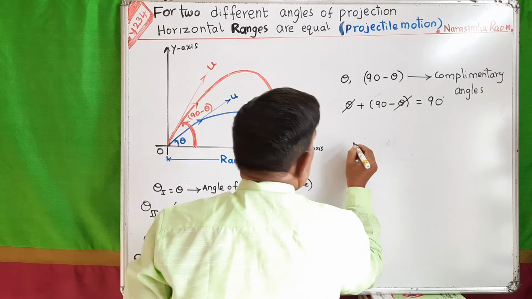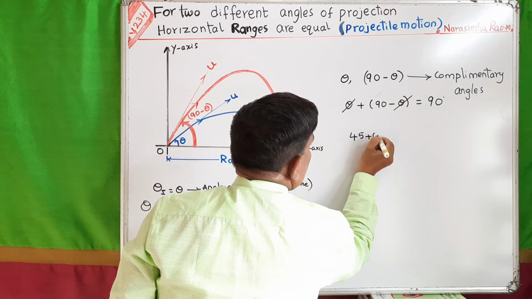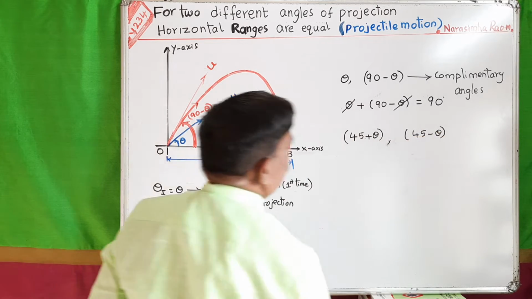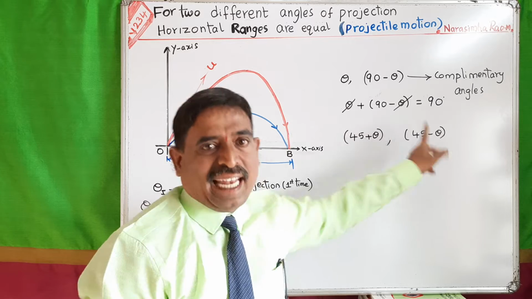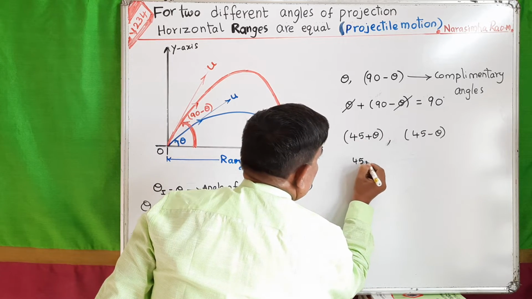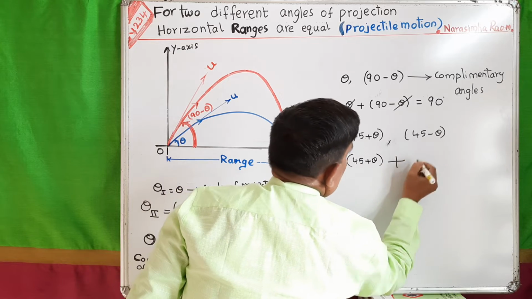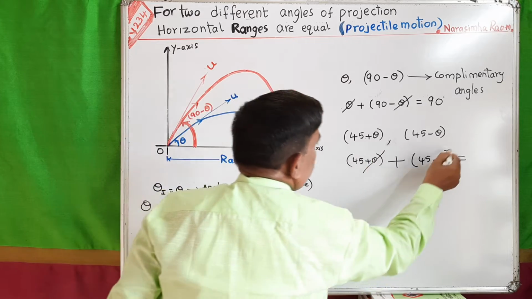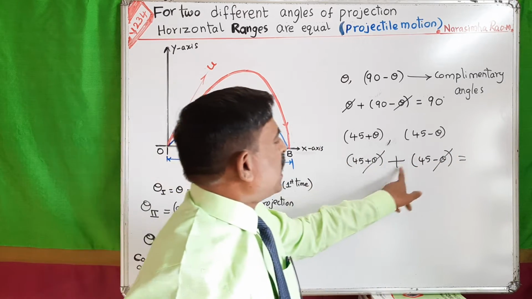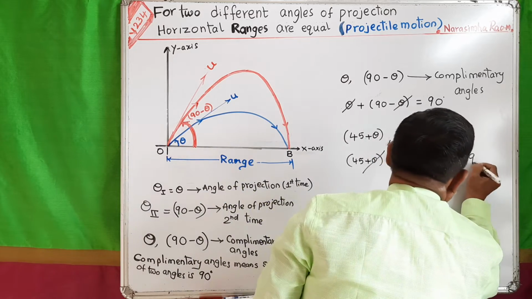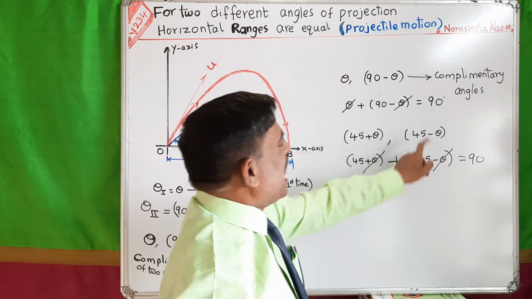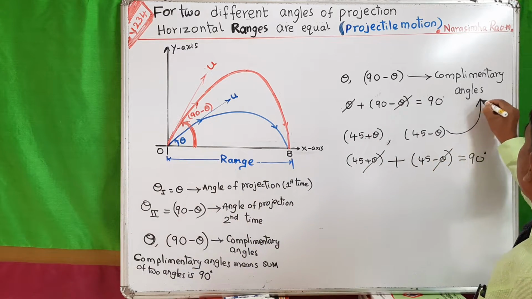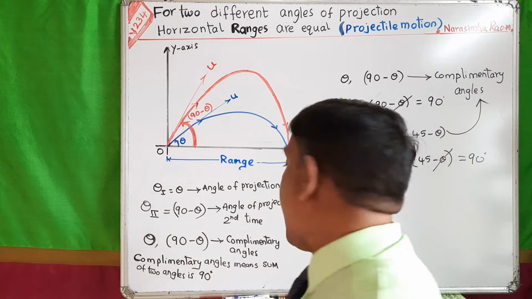One more example. 45 plus theta, another one is 45 minus theta. Add these two angles: 45 plus theta plus 45 minus theta, plus theta minus theta cancelled, 45 plus 45 degrees, 90 degrees. The sum of these two angles is equal to 90 degrees. These angles we are calling complementary angles.